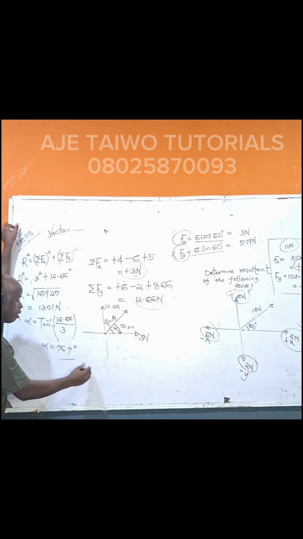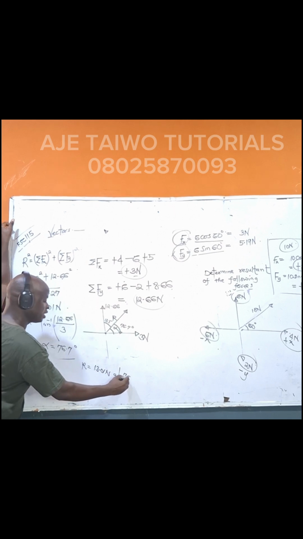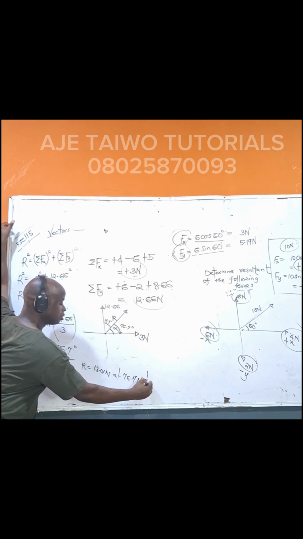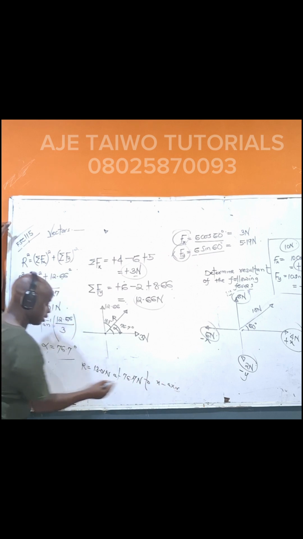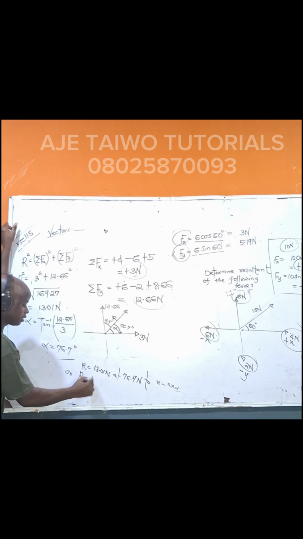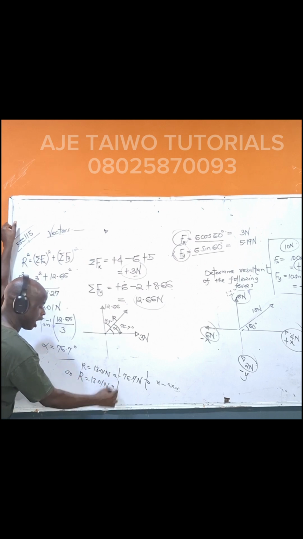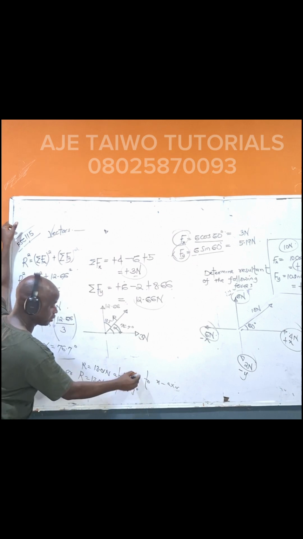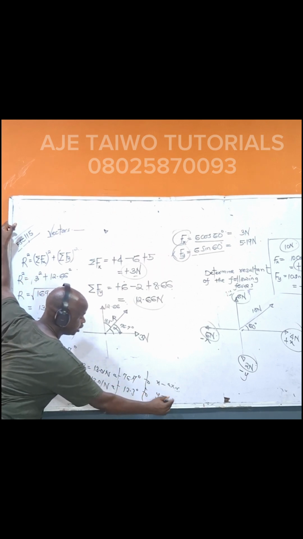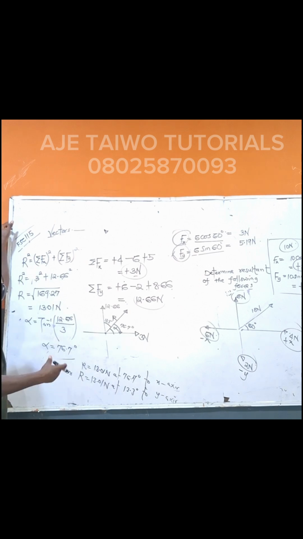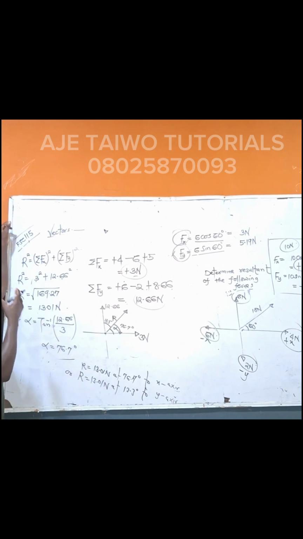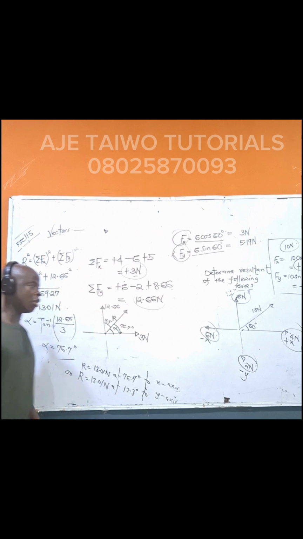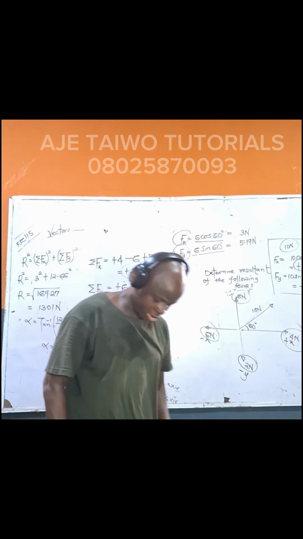So R is now 13.01 Newtons at 76.7 degrees to the x-axis, or R is 13.01 Newtons at 13.3 degrees to the y-axis. In this case, you are free to use x and y now, because we actually resolved to x and y. That's the end of today's class.